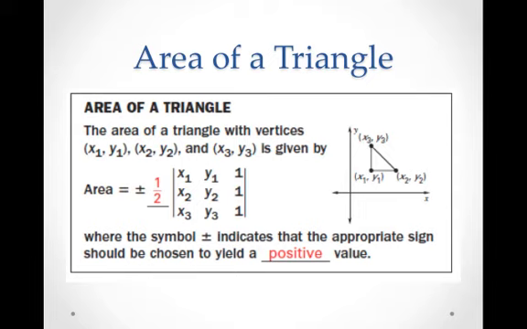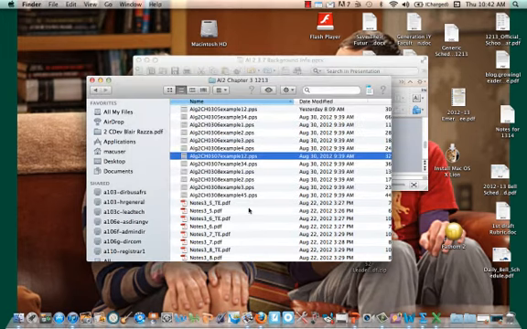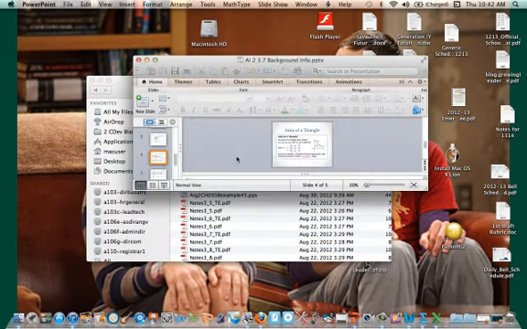Area has to be positive, so if the determinant turns out to be negative, then we multiply by negative 1/2. If it turns out to be positive, we multiply by positive 1/2 so that our area is positive. Okay, so let's look at an example of this, and then that will be it for video 1, and we'll move on to video 2.